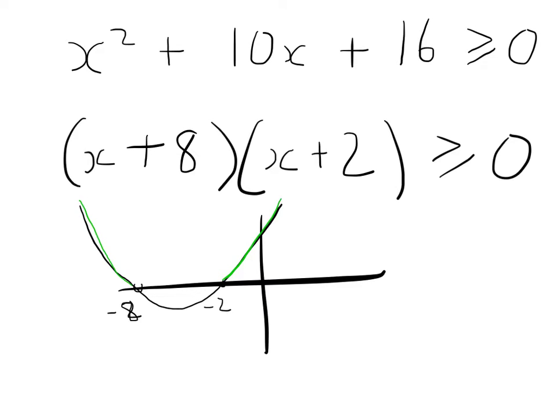The first bit is x is less than minus 8, and the second bit is x is greater than minus 2. So those are the two separate solutions: x is less than minus 8 and x is greater than minus 2. Less than or equal to. And it's just been pointed out to me that I missed off the or equal to sign, which would have been a disaster, so that's now correct.